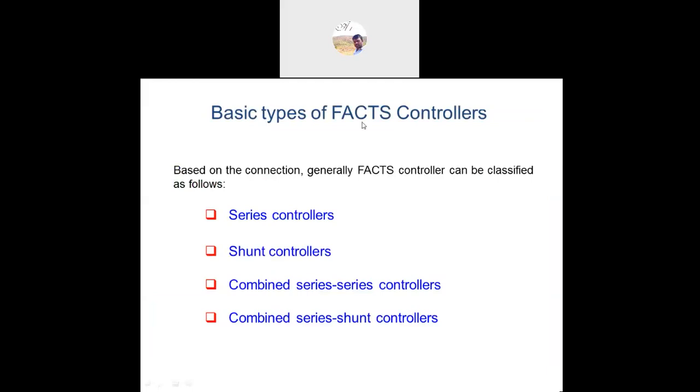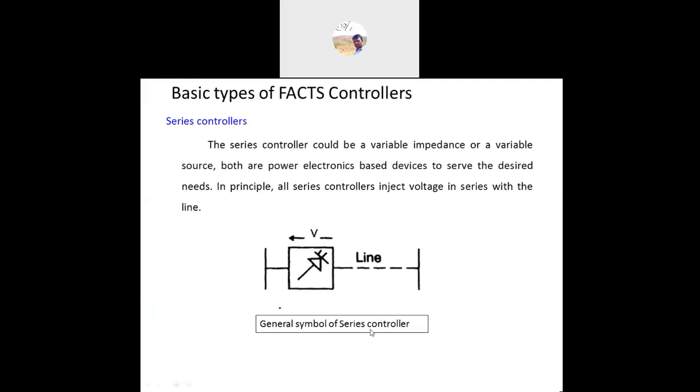So based upon the connection, we have series, shunt, and series-shunt, and based upon thyristor and voltage source converters, we have the different types. I hope you get some knowledge about what FACTS is, why we are using FACTS devices, and what their purpose is. Based upon the connection, we have series controllers, shunt controllers, combined series, and combined series and shunt.